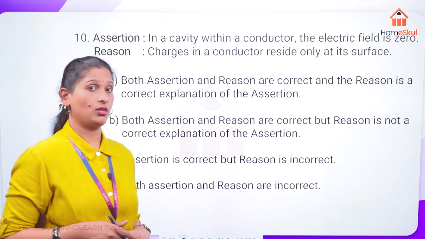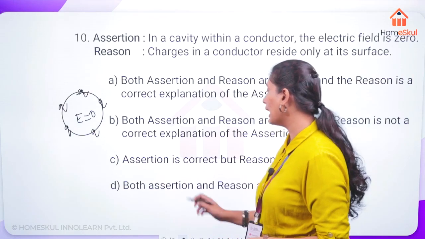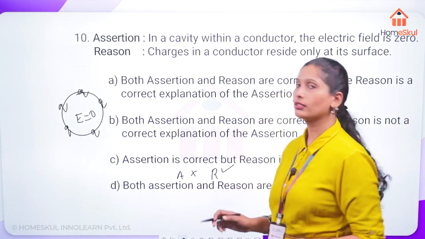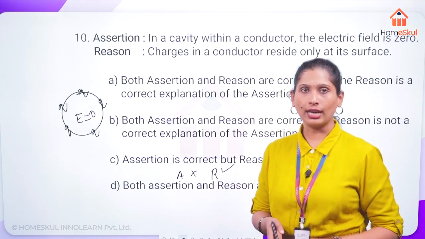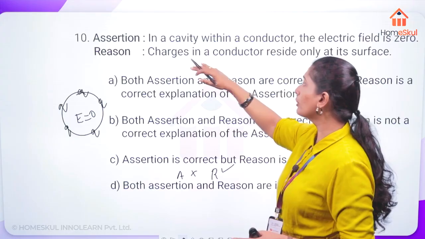And at times in your question paper, option D may be like assertion is wrong and reason is correct. It can also happen, right? Maybe the assertion statement given is wrong and the reason statement is correct. It may not be the exact explanation, but the statement may be correct. So in that case, you can opt for option D.